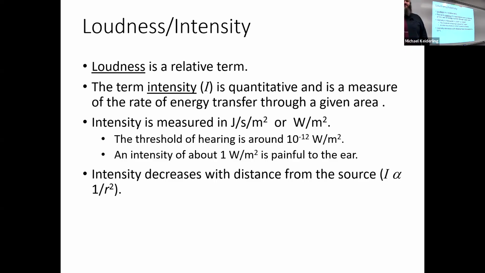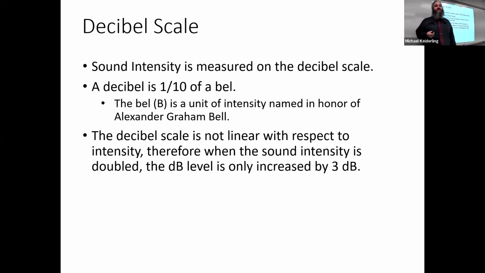Intensity decreases with distance from the source as 1 over the radius squared. So if you double the distance, you quarter the intensity. Sound intensity is measured on the decibel scale. 1 decibel is 1/10 of a bel.